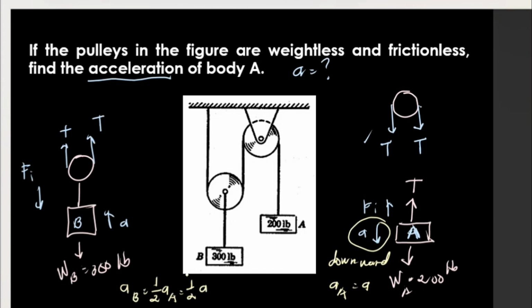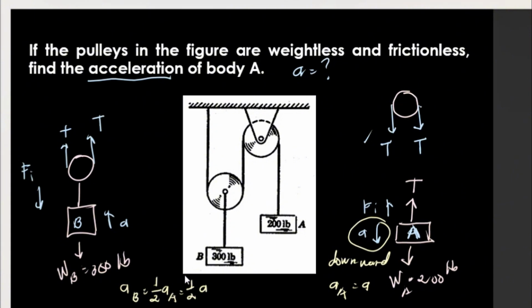Dahil kung titingnan ninyo, kung para sa 200 pounds, isa lang. Pero sa 300, naging dalawa. So, same value lang naman yan ng tension. So, ito ngayon yung assumption natin. Ngayon, pag nagkamali yan, that means mali tayo, or pag nag-negative ito, that means it gives us the wrong assumption. Ulit tayo. No? Pero, umpisahan muna natin kung downward yung motion ng A.